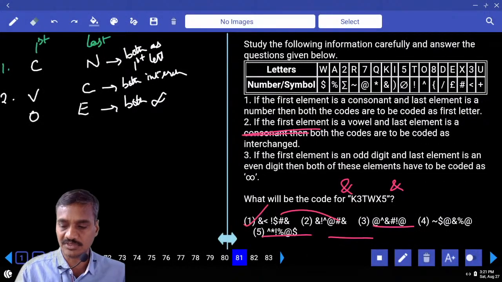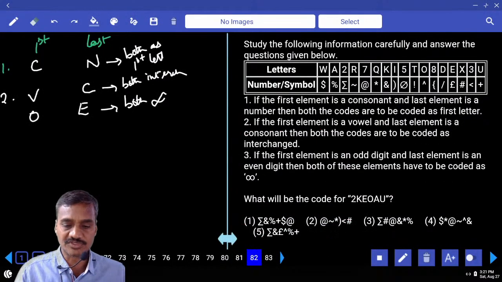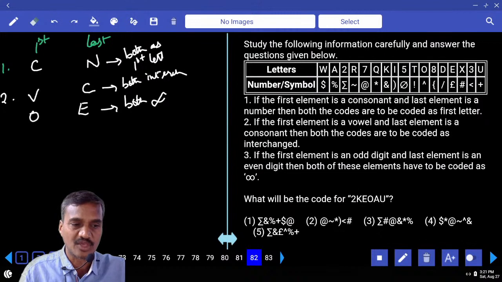Then coming to question number 82. Now in this 82, what will be the code for 2K and so on? 2 is what? 2 is a number.